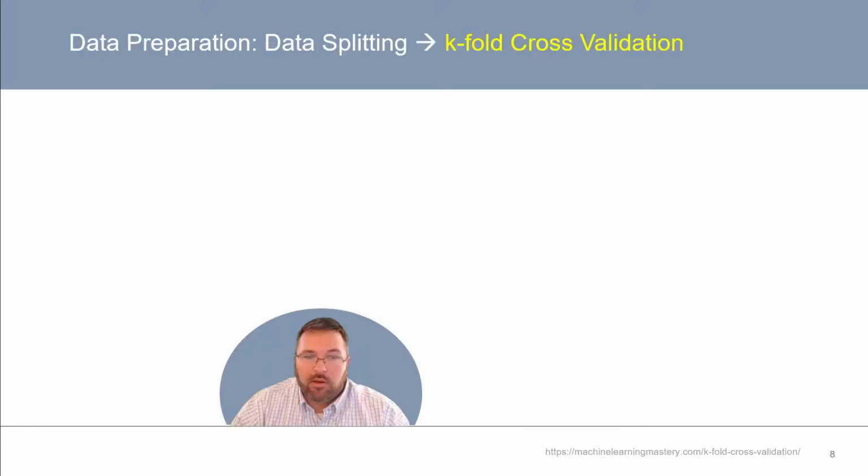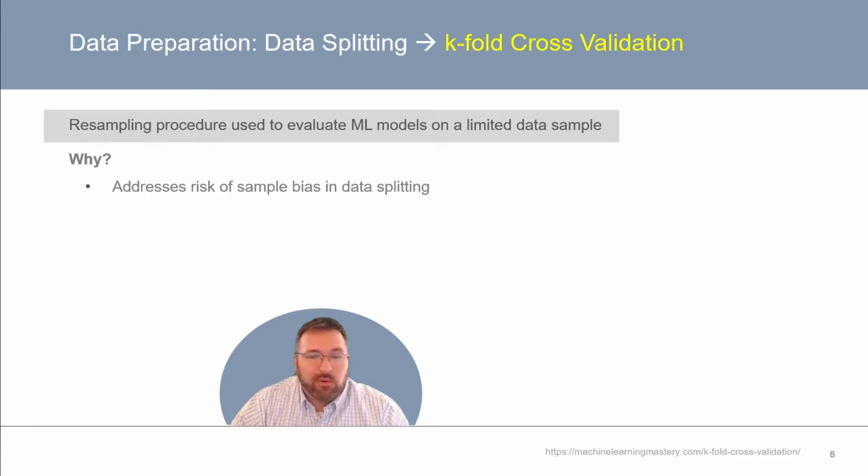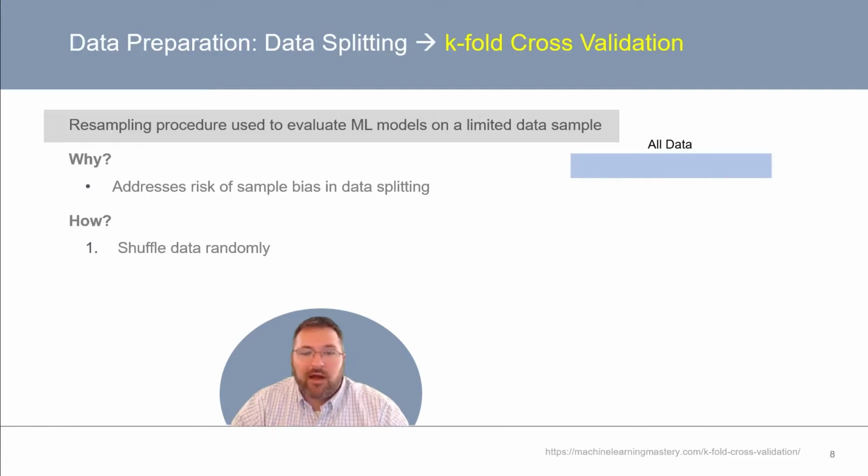Okay, so to help address sample bias in data partitioning, as well as to evaluate consistency in modeling, it's typical to employ k-fold cross-validation as a more comprehensive approach to data splitting. K-fold cross-validation is a resampling procedure used to evaluate machine learning models on a limited data sample. Again, we do this primarily to address the risk of sample bias in data splitting. And how does this work?